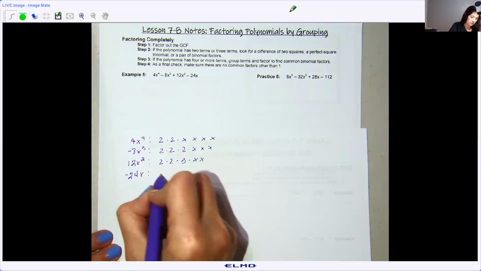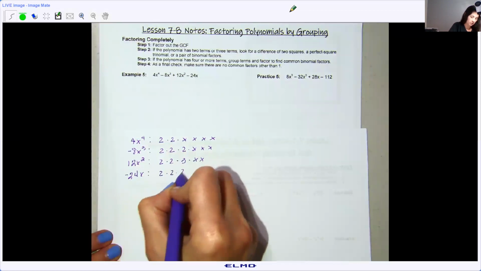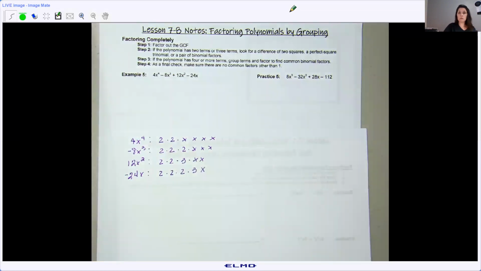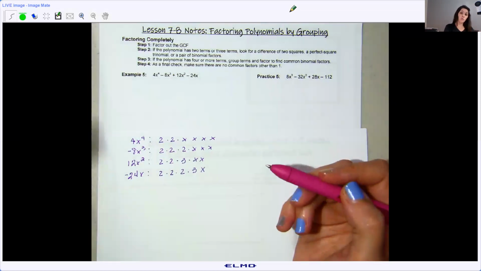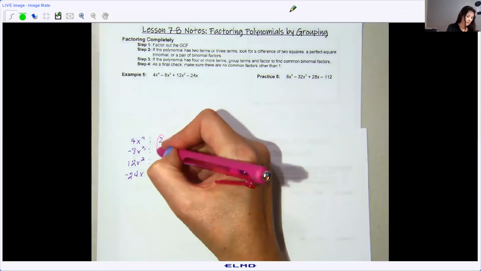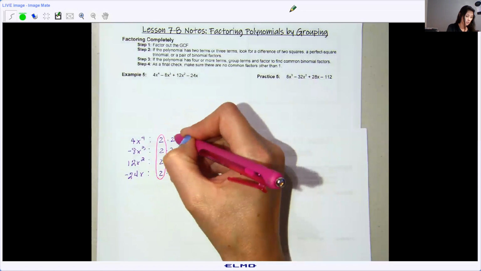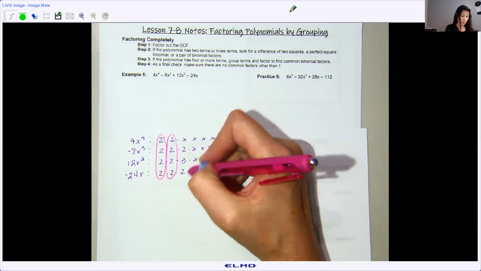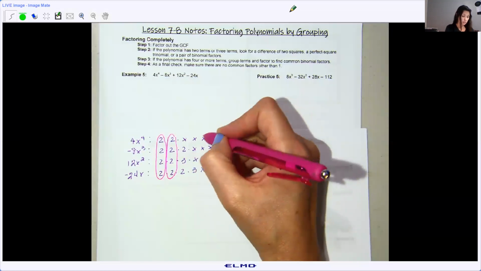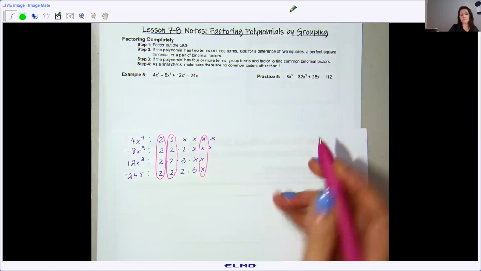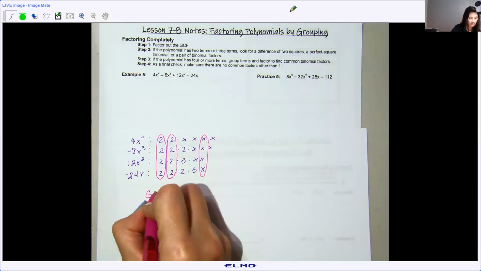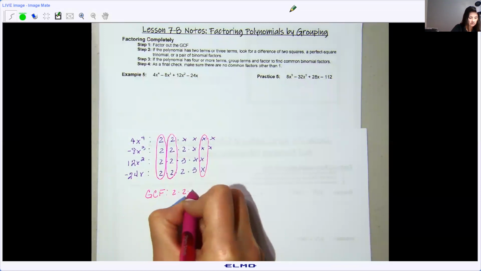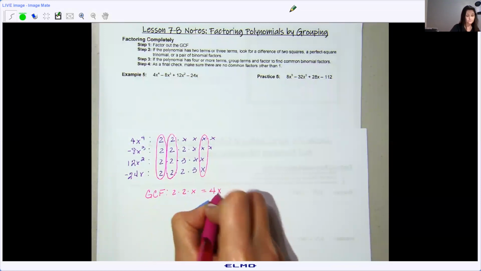-24x, which is 2 times 2 times 2 times 3 times x. And then at this point, we circle all of our common factors among all 4 terms. Okay, so I have all 4 have a 2 here, all 4 have a 2 here. Not all 4 have a 3 or a third 2, but all 4 do have another x. So my greatest common factor is 2 times 2 times x, which is 4x.